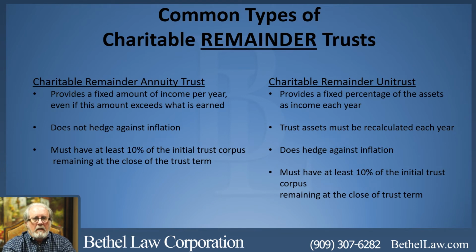Now, a charitable remainder unitrust is a little bit of the opposite of the annuity trust in that it provides the family a fixed percentage of the assets as income per year. So therefore, the charitable remainder unitrust hedges against inflation, in the sense that every year you do have to recalculate or value the property to determine what your percentage is going to be.